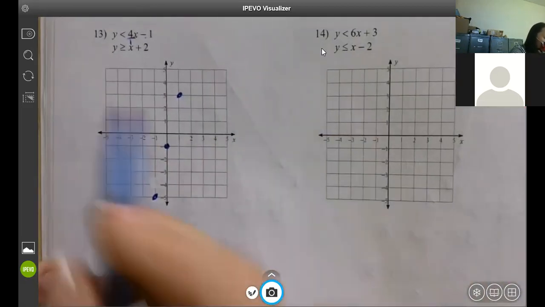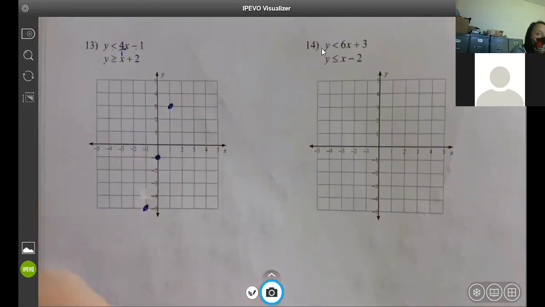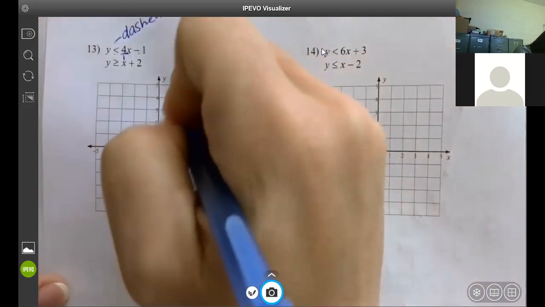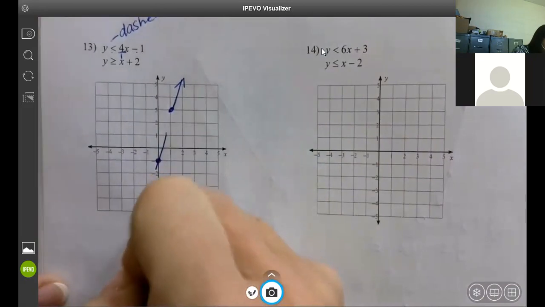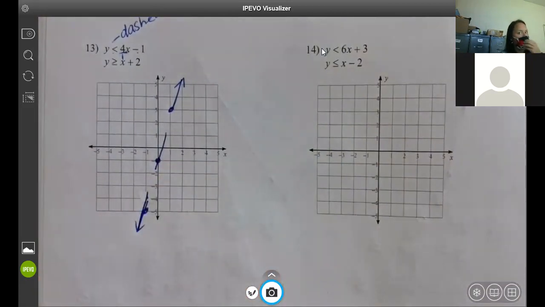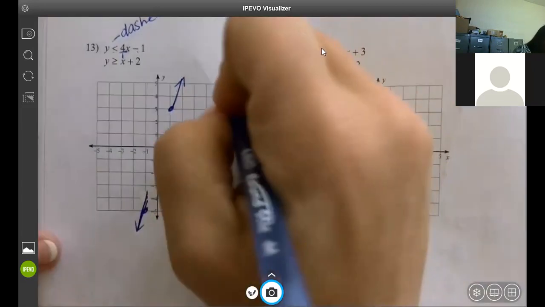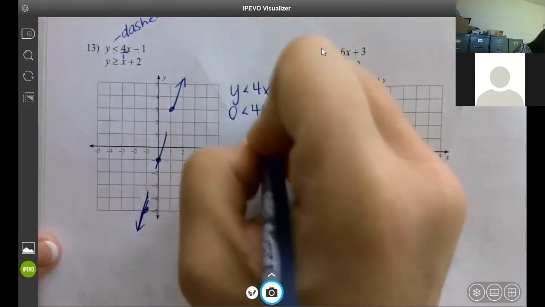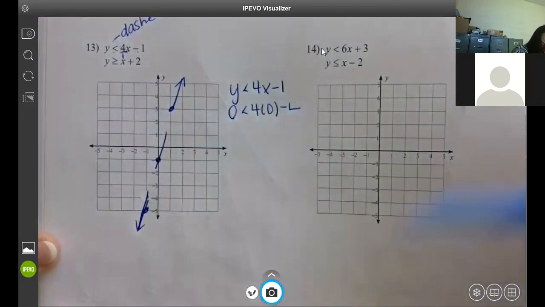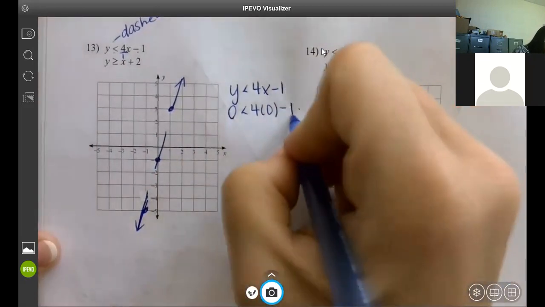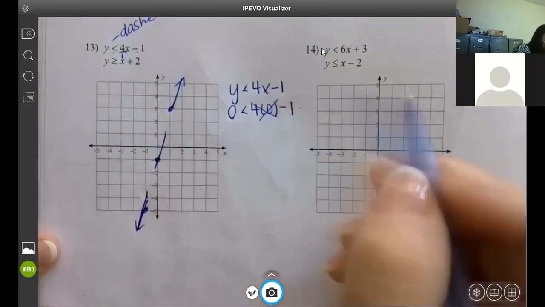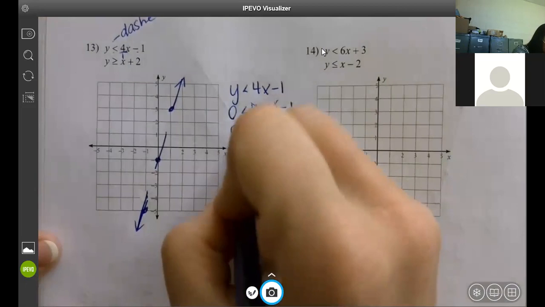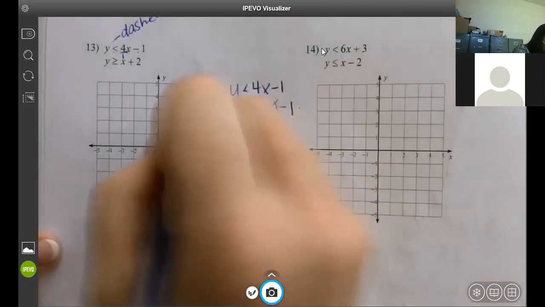Is this one solid or dashed? Dashed, because it's not equal to. And remember how I told you to do that? You can just make it like that. It does not go through 0, 0, so we're just going to plug that in. So 0 is less than 4 times 0 minus 1. The 0 doesn't count. So is 0 less than negative 1? Nope. So shade the side without 0, 0. So that's this side.